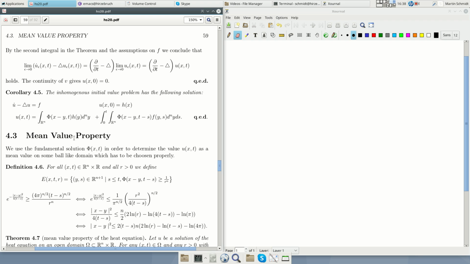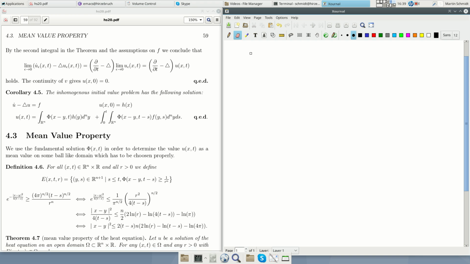So this is the mean value property. We transfer another tool which we have already seen for the Laplace equation to the heat equation. It will become more complicated. Especially we have to choose the ball properly. This is the so-called heat ball. Also we define the heat ball.